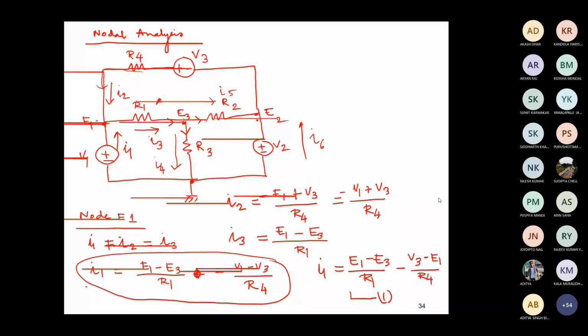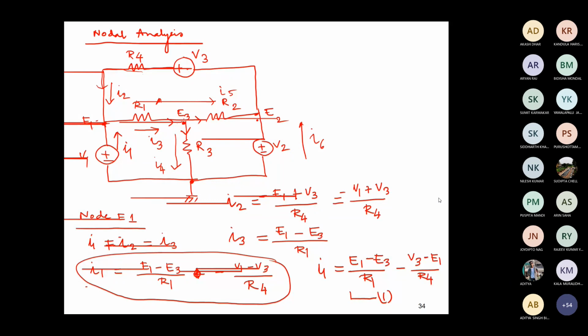I2 V2 plus, because it is there. So at this point E2, there will be different potential. E2 should not be equal to V2. No, there is no drop. So the current will be flowing through from V2 to E2. Then these two currents will be flowing through this.